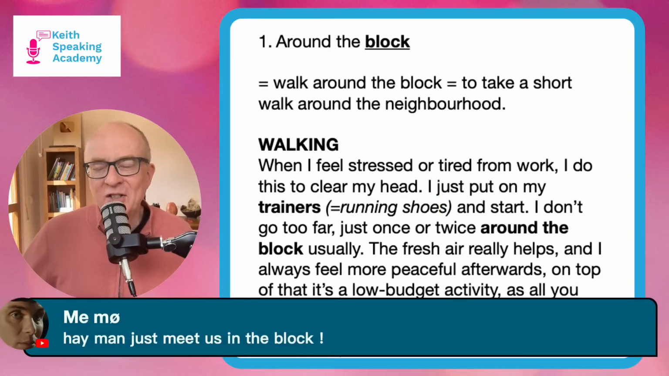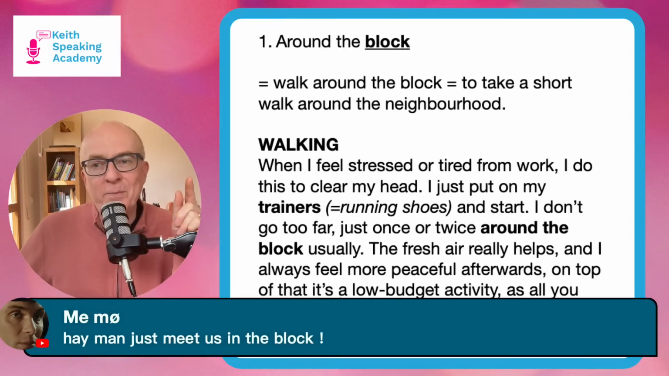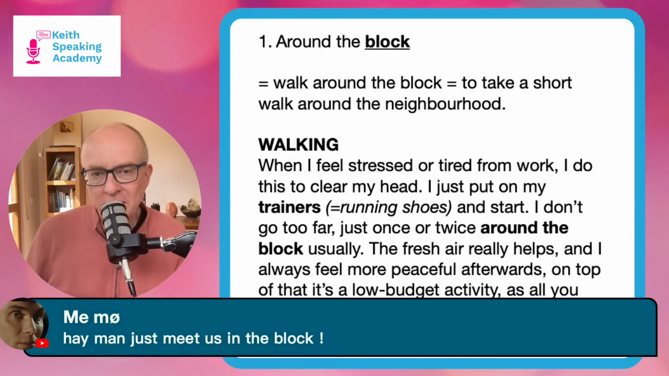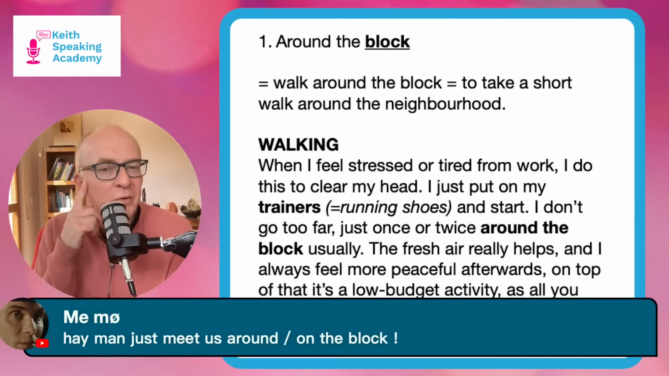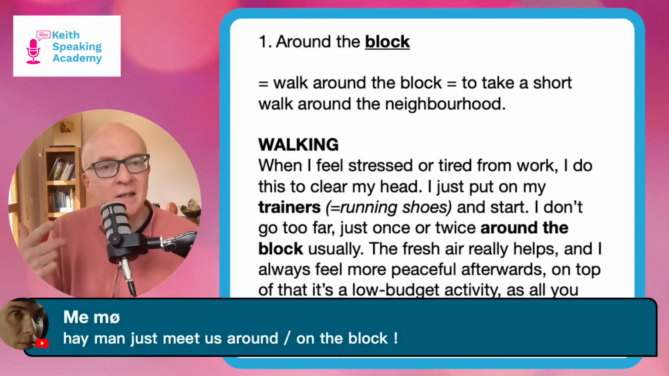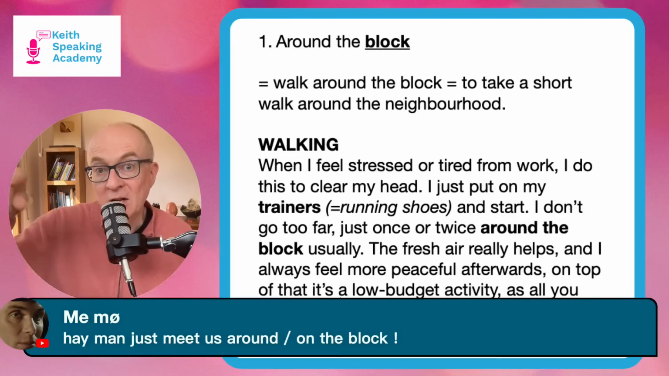Yeah, May, this is a very interesting one. Hey, man, just meet us in the block. Now, you mean in the neighborhood, but because the block is actually a square, you couldn't say in the block. Hey, man, just meet us around the block. Meet us on the block. You could say around or on. For some reason, you wouldn't say in the block, but let's meet around the block, or let's meet on the block. You could say that, right? Nice.